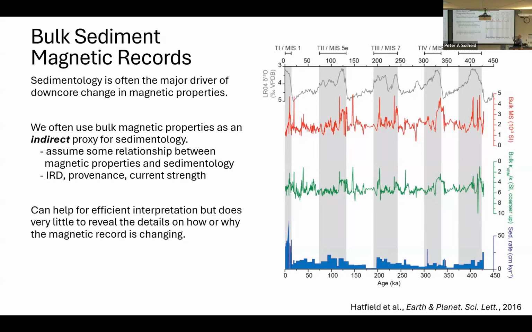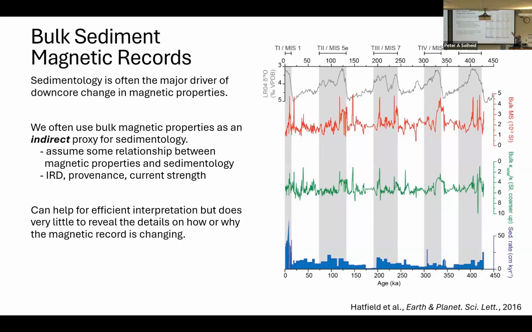Is it tracking IRD, ice rafted debris? Is it tracking sediment provenance? Is it related to changing current strength? This can really help guide us in how to interpret these records, but it actually does very little to reveal how the magnetic fraction in those sediments is actually hosted.